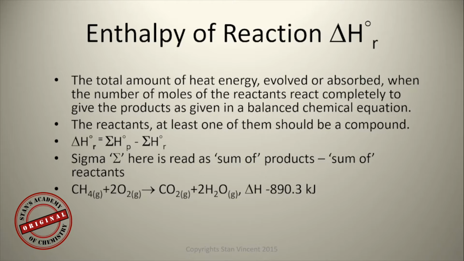Here is the equation: methane 1 mole plus 2 moles of oxygen gives you 1 mole of carbon dioxide and 2 moles of water. And delta H for the reaction is minus 890.3 kilojoules. The reaction is exothermic because delta H is negative. This equation is balanced, so it tells you every time 1 mole of methane undergoes complete combustion, it can produce minus 890.3 kilojoules.